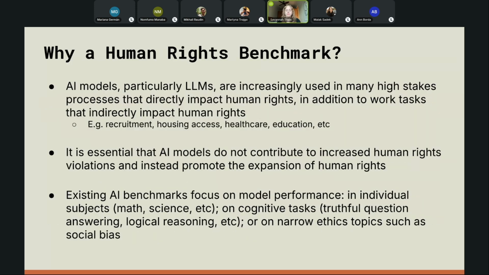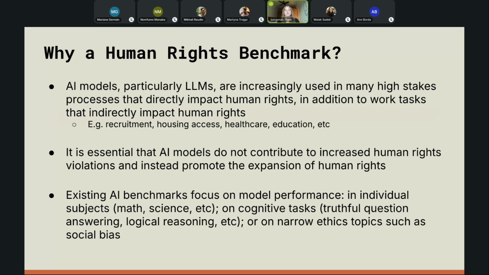So why did we want to build the human rights benchmark in particular? As we're probably all aware, AI models are increasingly used in many high stakes processes that directly impact human rights, things like job recruitment, deciding access to housing, healthcare, education, etc., in addition to many daily work tasks that indirectly impact human rights. So it's really essential that AI models don't contribute to increased human rights violations, and we hope that AI actually promotes the expansion of human rights.